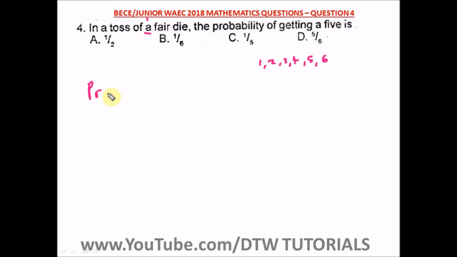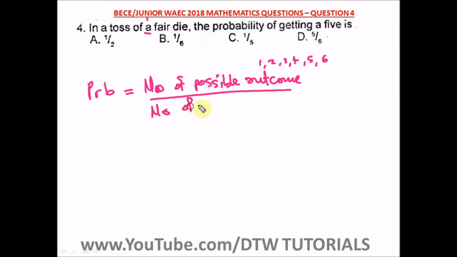And remember, what is your formula for probability? Let me just abbreviate it here. The formula for probability is the number of possible outcome divided by your number of required outcome. So the number of possible outcome when you toss a fair die, the possible outcome of getting a 5 is just once, 1.